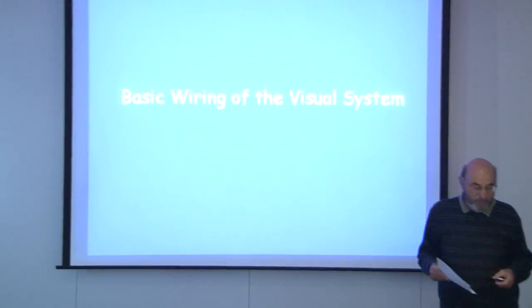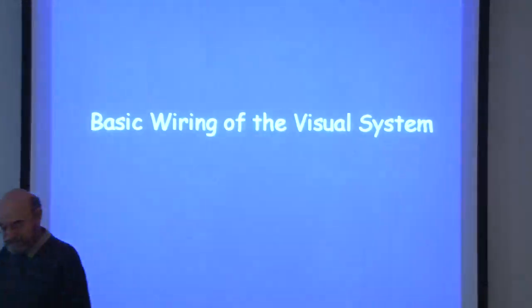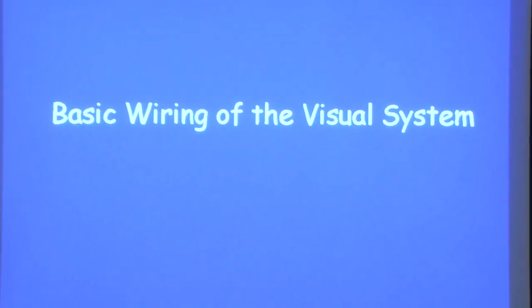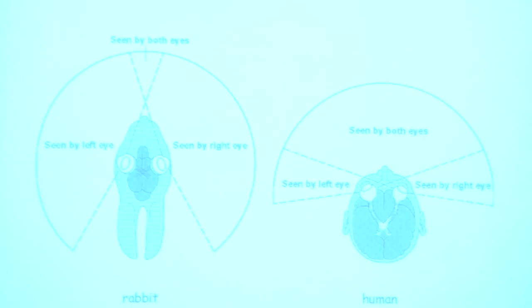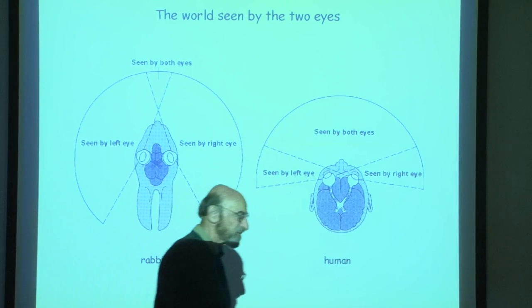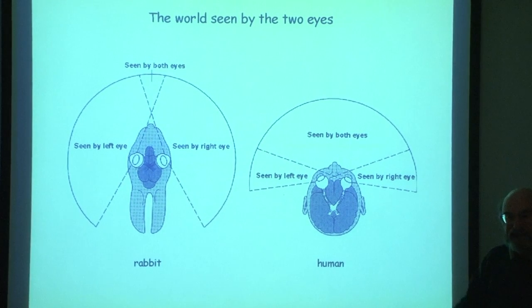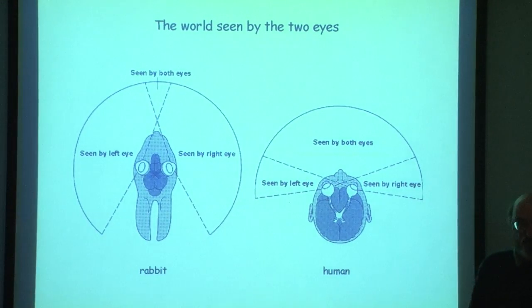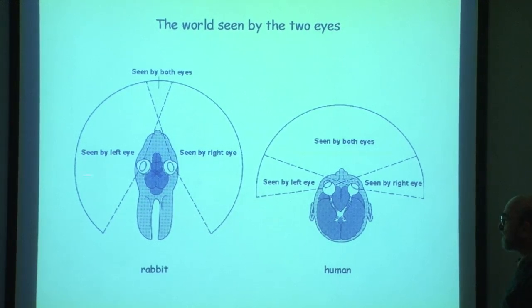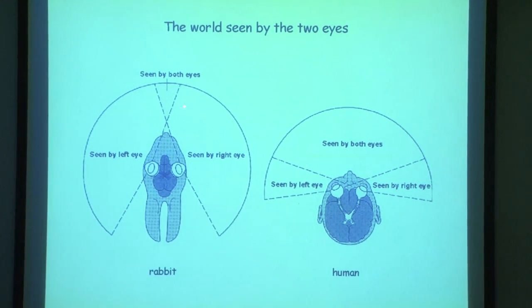All right, so the first thing I want to do then is to talk about the basic wiring of the visual system, which in itself has yielded a number of unexpected surprises and also raised some interesting questions. So what I want to start with, first of all, is that when you look at some animals that have sideways-looking eyes, like the rabbit and most amphibia, the two eyes look out in two different directions, to the left and to the right. And that enables them to see a very large portion of the visual field. And when that is the case, as in this picture shown here for the rabbit, you find that there's only a small area which is seen by both eyes.